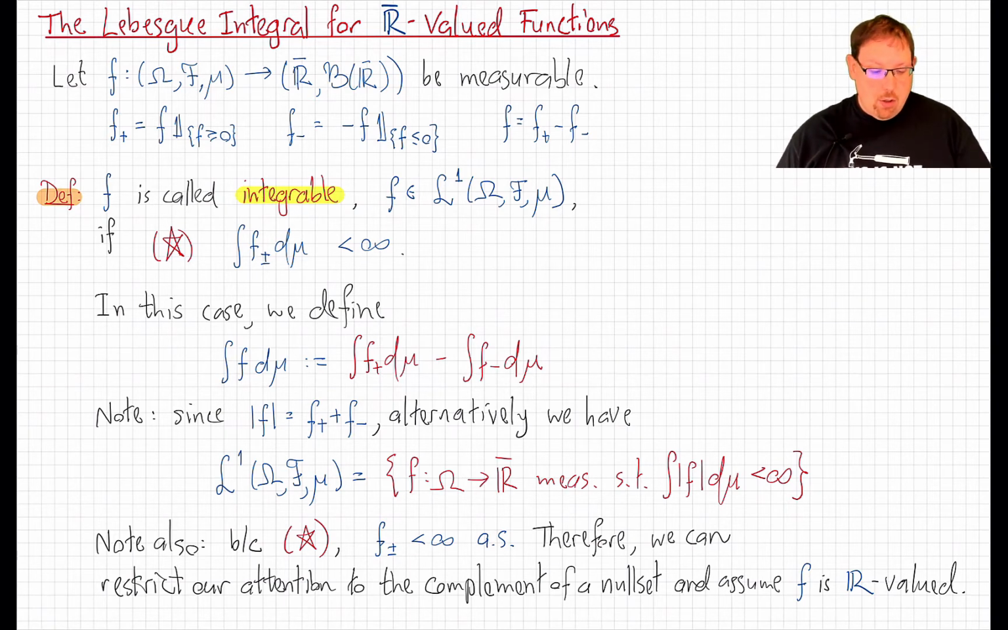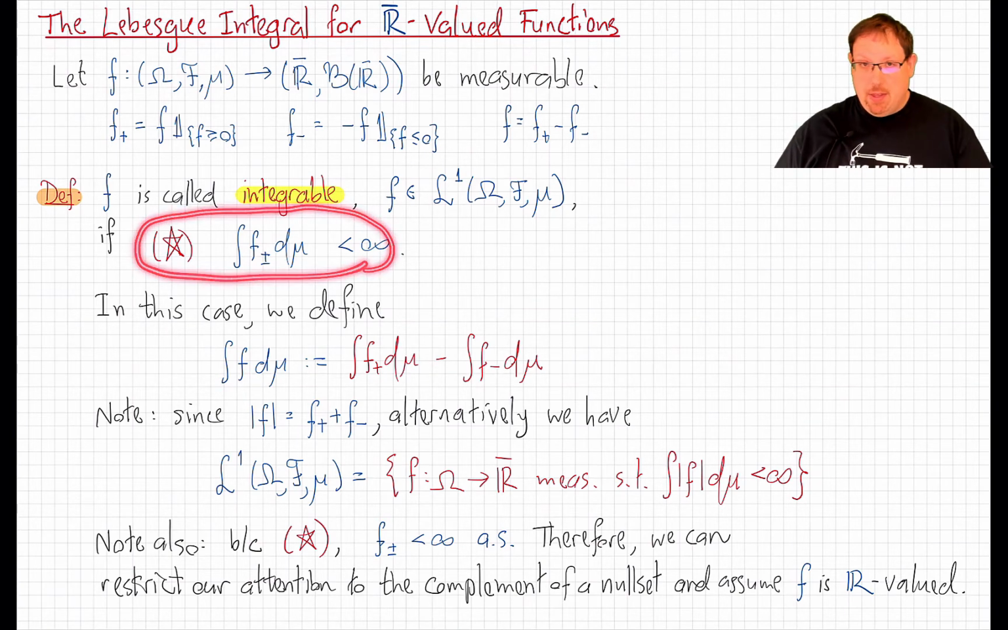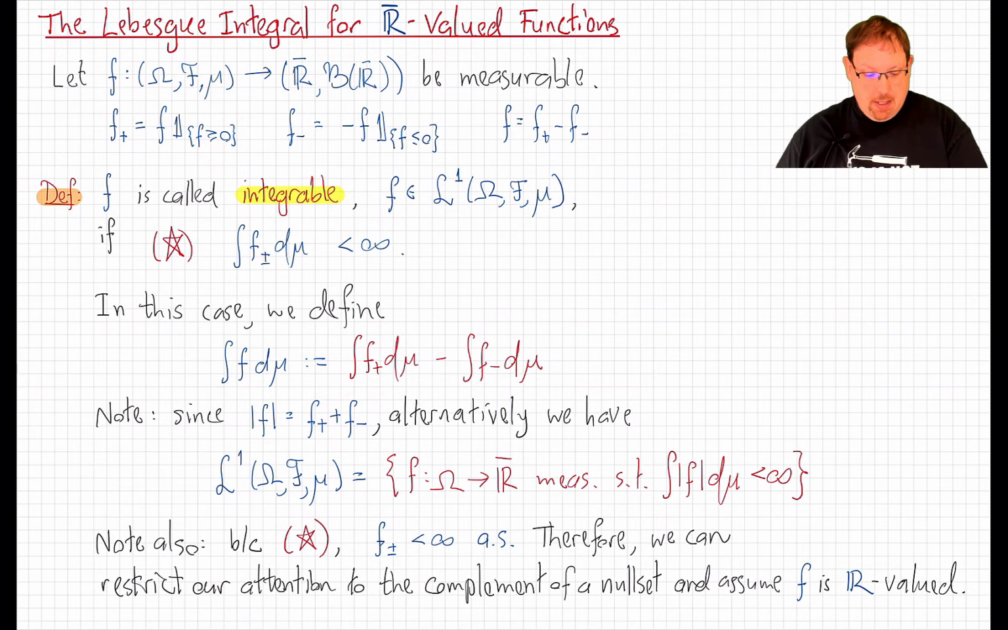Now let's notice one important thing. The condition for being in L1, that either the absolute value of our function or its positive and negative parts take finite values, implies, from an argument in the last lecture, that the functions themselves, f plus and f minus, take finite values at all but a null set of points in the domain.